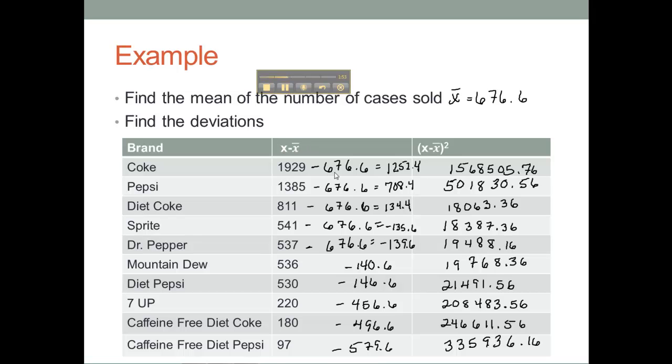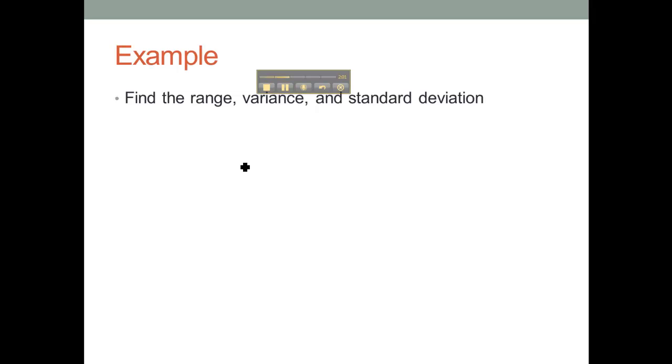So anyway, then I squared them all, and these are pretty large numbers. But the problem only asks us to find the deviations, which were right here. The range, the variance, and the standard deviation I already found.